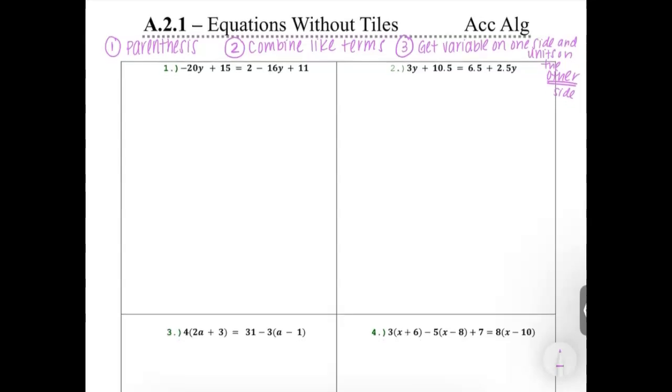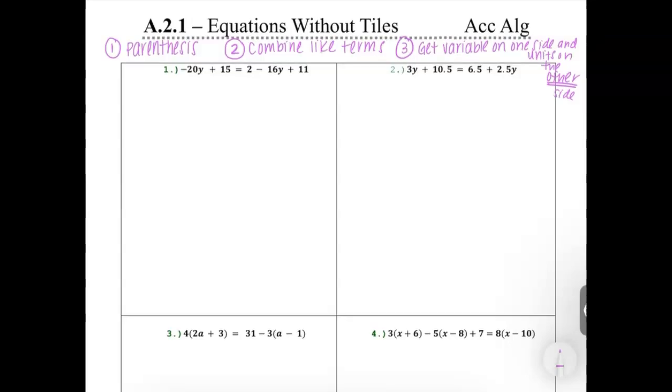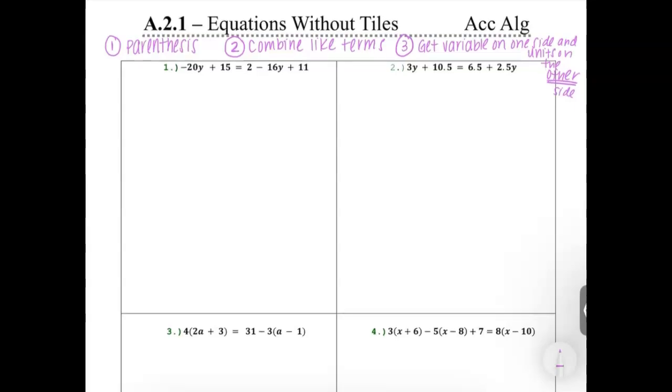And then that third thing, we want to get the variable onto one side and get the units on the other side. And when I say side, I mean the equal sign. So when we said left and right, we want to get all the variables on either the left or the right, and the units on the opposite side of that.